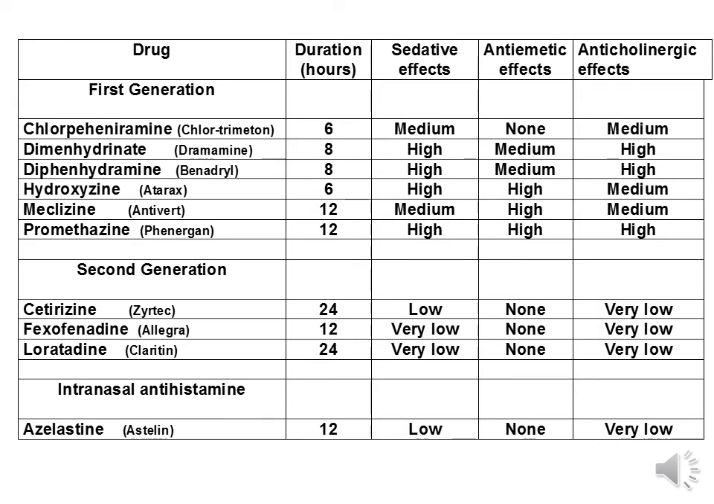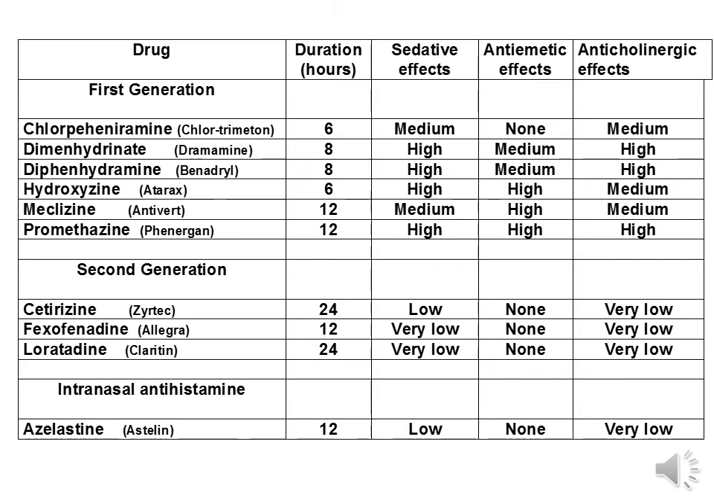They're going to cross into the CNS, and so when you look at their sedative effects, antiemetic effects, and anticholinergic effects, you're going to see medium to high for all of those, right? Whereas when you look at your second generation agents, things like cetirizine, fexofenadine, loratadine, you're going to be seeing pretty low sedative effects, almost no antiemetic effects, and very low anticholinergic effects, because they're not getting into the CNS, right?